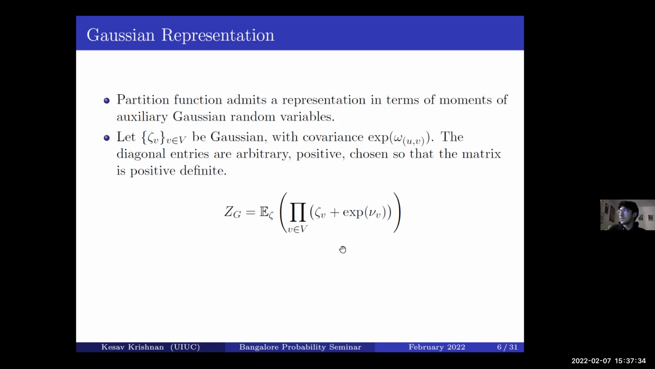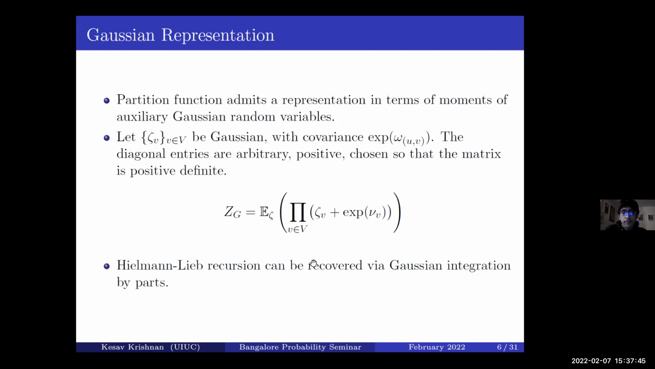And the reason this works is you can use Wick's formula. In other words, when you expand this polynomial and you take the moments, your moments can be expressed pairwise. And the Heilmann and Lieb recursion can be recovered using Gaussian integration by parts. You just take one particular vertex and expand along the term that's contributed by that vertex, and then you apply Gaussian integration by parts.